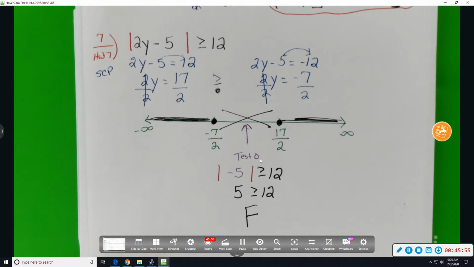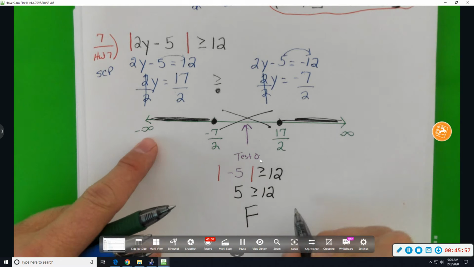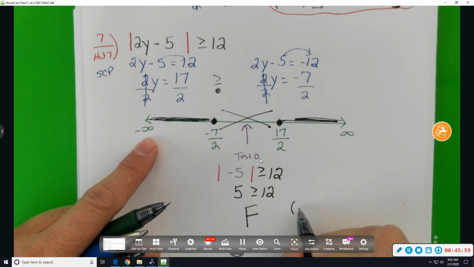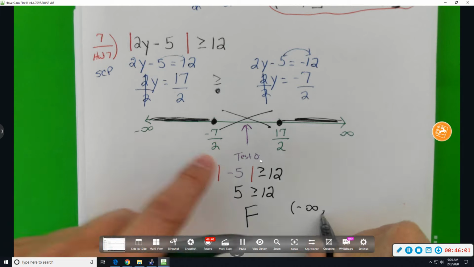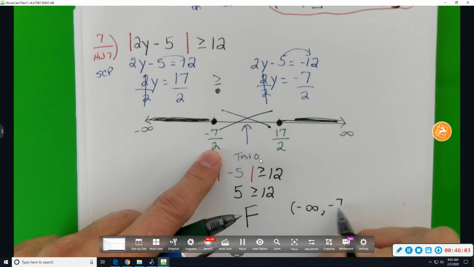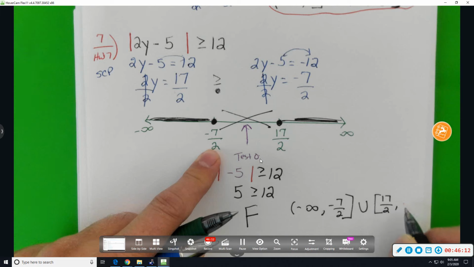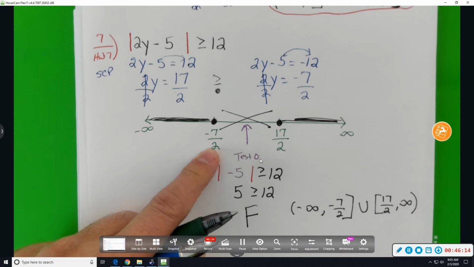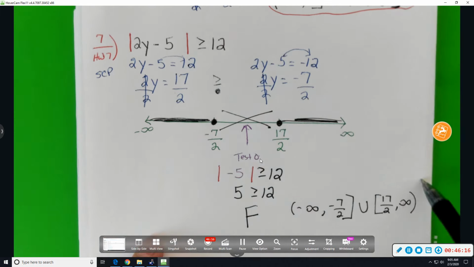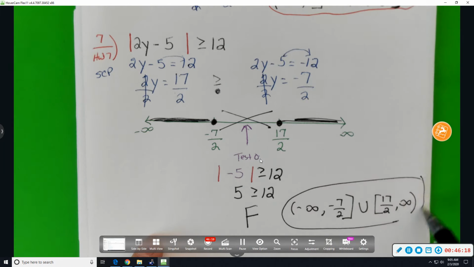and here's the thing I'll have to type in. Parentheses, negative infinity, comma, negative 7 over 2 bracket, union, bracket, 17 over 2, comma, infinity. Okay, so that's the thing I'm typing in.